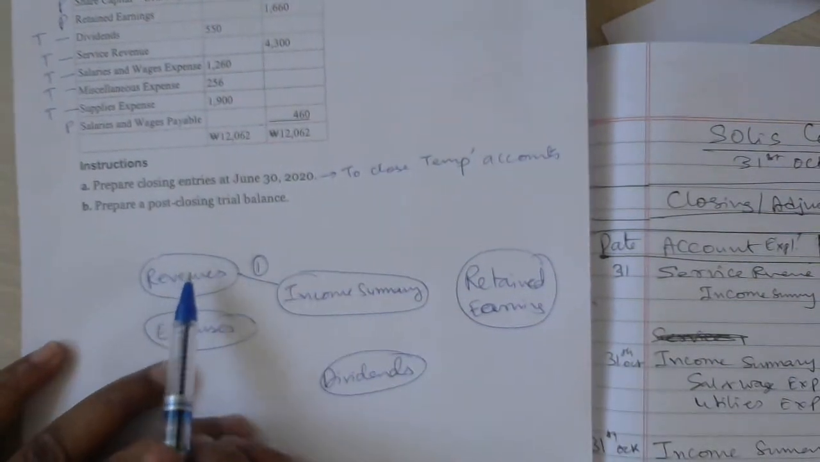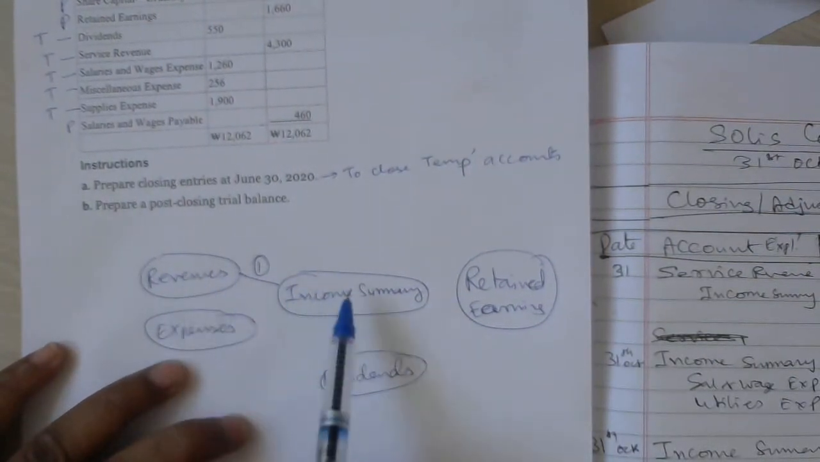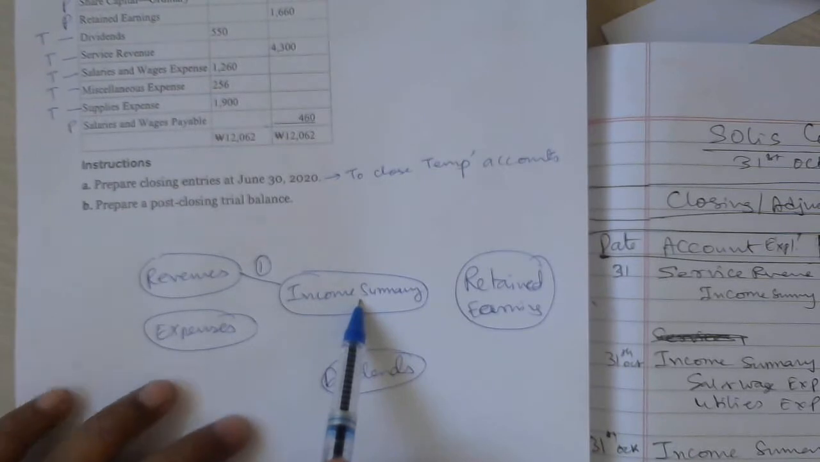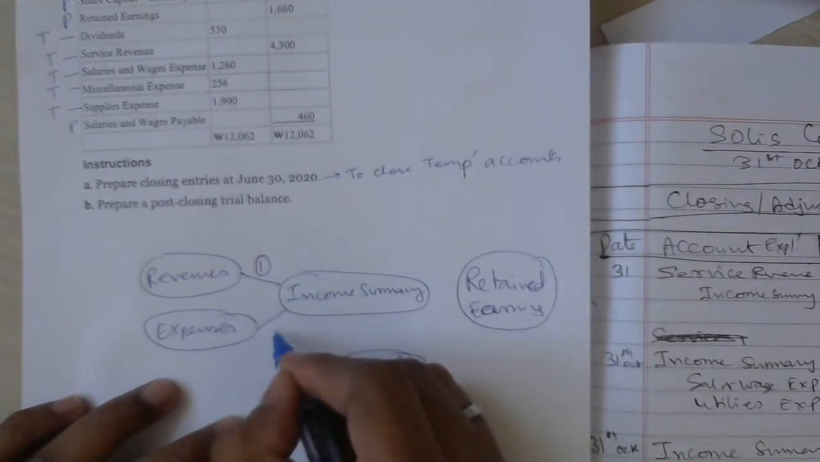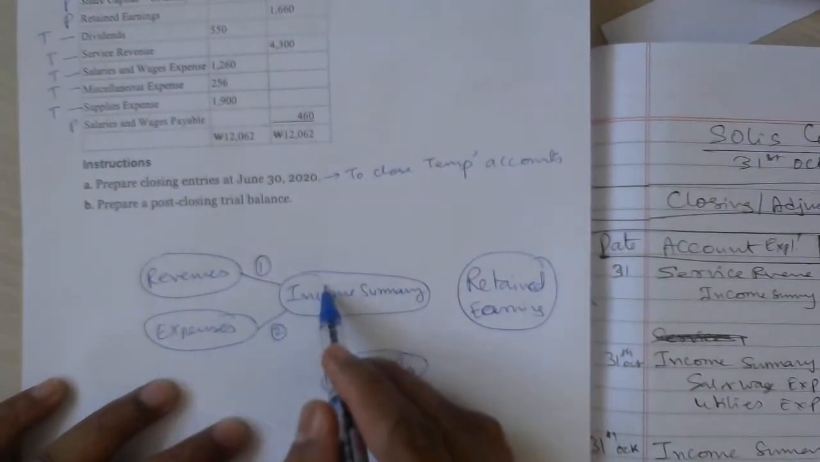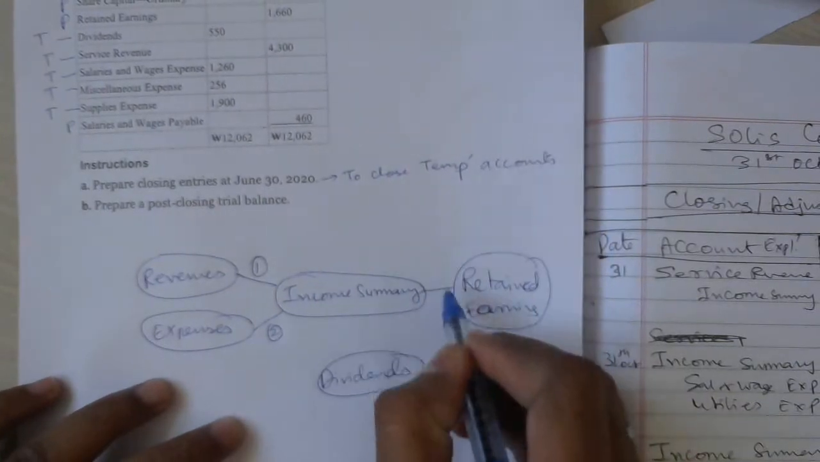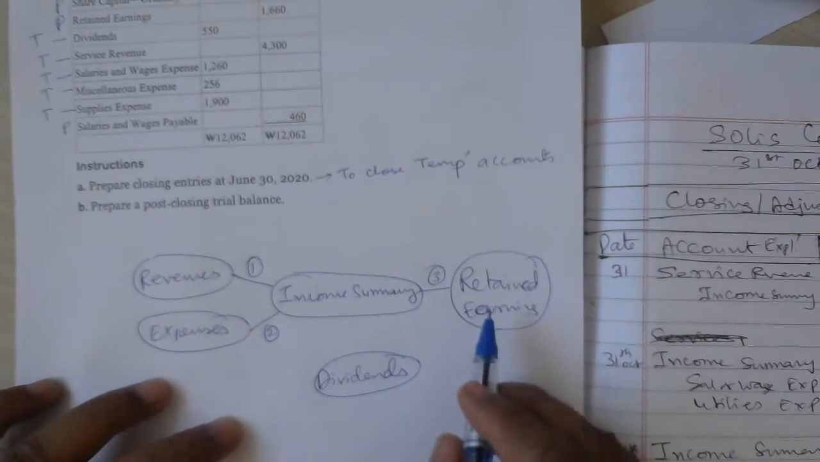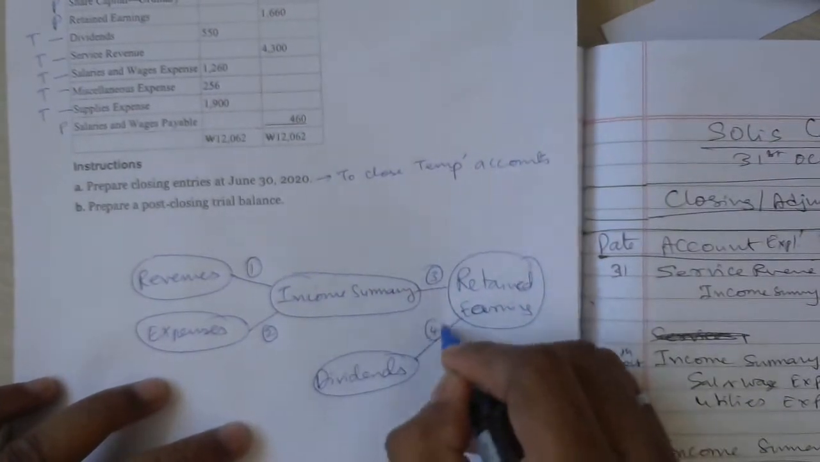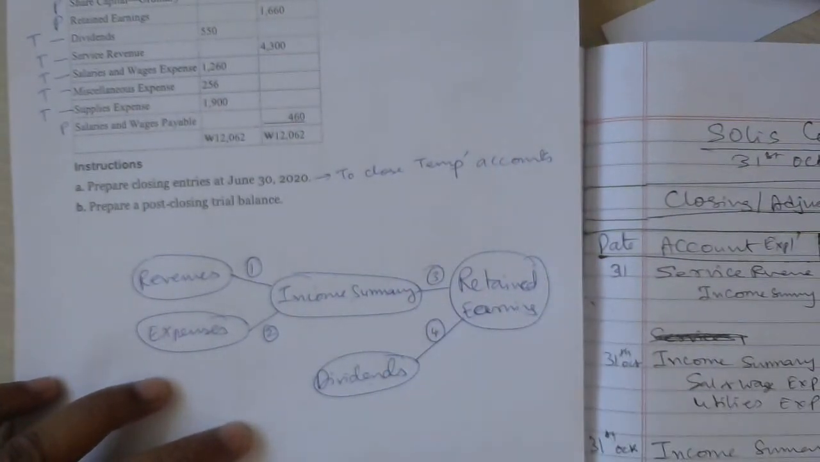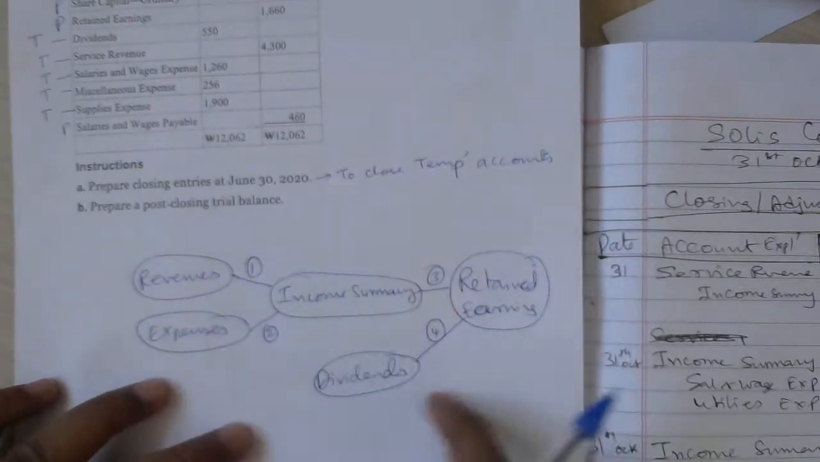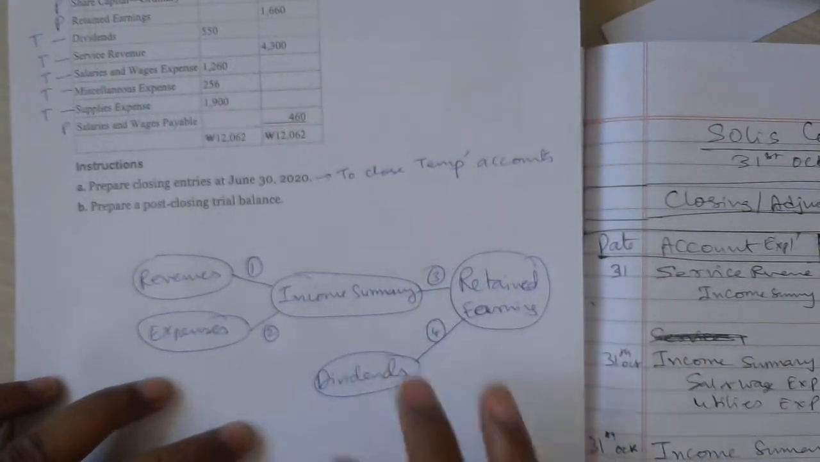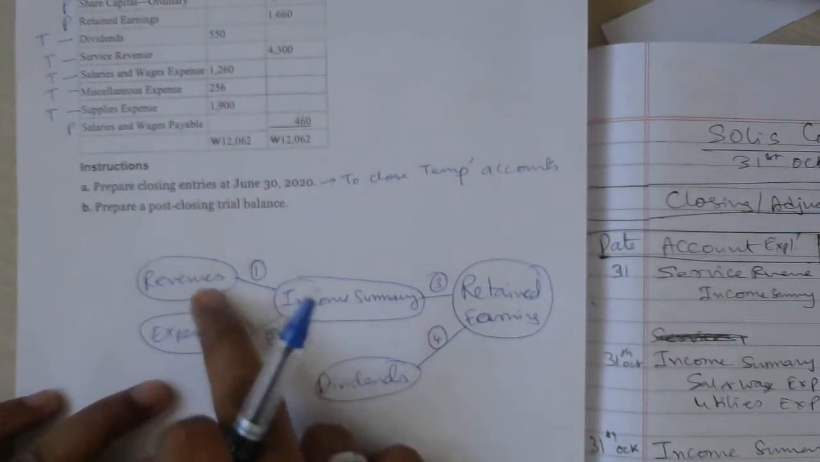What you have to do is make revenue zero and get it into income summary. The second entry is all expenses, get them into income summary. The third entry is all of income summary, get it into retained earnings. I'll explain what I mean. And the fourth entry is all dividends going into retained earnings. So these 4 steps we have to do. First I will start with revenues and income summary.